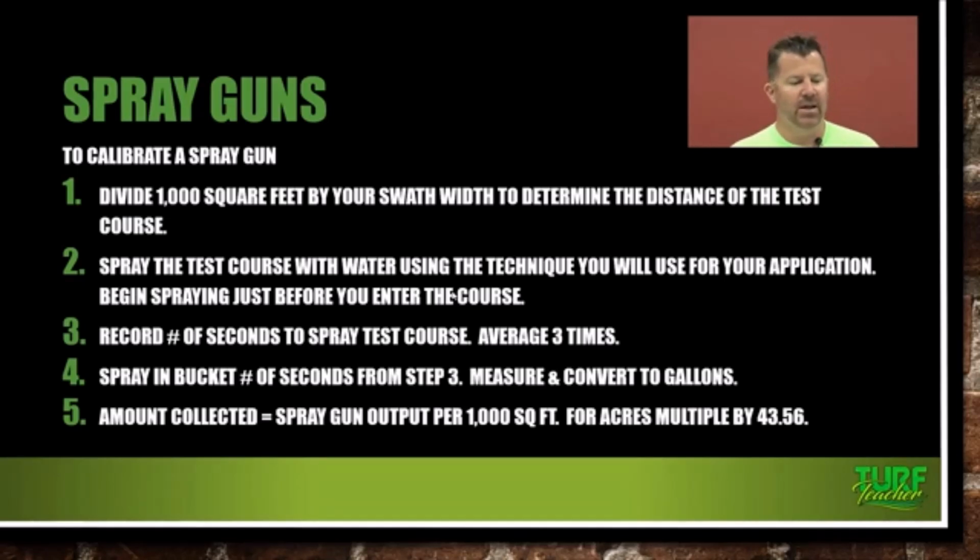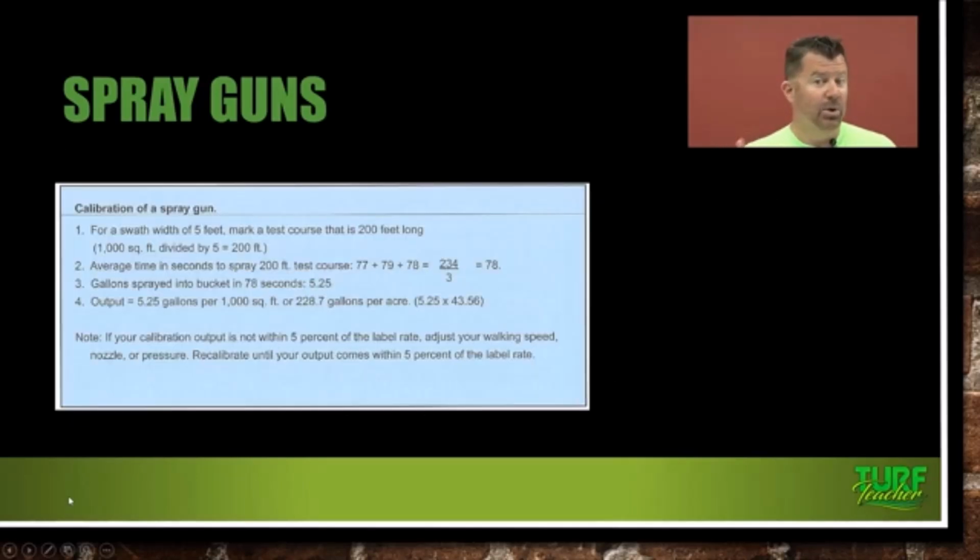Record the number of seconds to spray the test course, average it 3 times, spray in a bucket the number of seconds from step 3, measure and convert to gallons, and then the amount collected is equivalent to the spray gun output per 1,000 square feet. For acres, multiply by 43.56 because there's 43,560 square feet in an acre. And perfect math problem again here in the blue box, right? So for a swath width of 5 feet, mark a test course that is 200 feet long. 1,000 square feet divided by 5 gives us 200 feet. So we're going to have a test plot 200 feet long, guys.